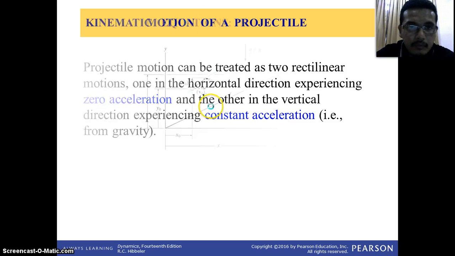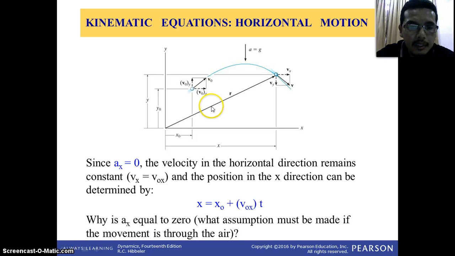So what are the kinematic equations in the horizontal direction? For example, a projectile moving from this point to this point. Since ax equals 0 in the horizontal direction, the velocity in the horizontal direction remains constant. So Vx is equal to V naught x, and the position in the x direction can be determined by x equal to x naught plus V naught x multiplied by t.